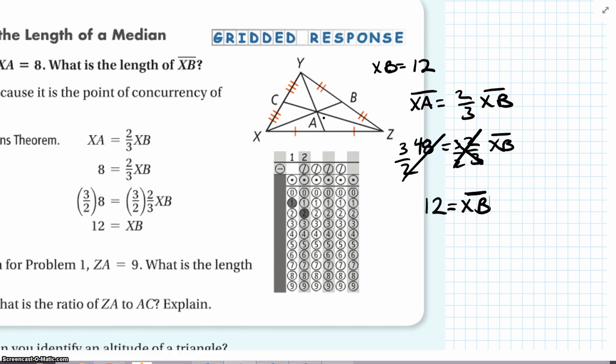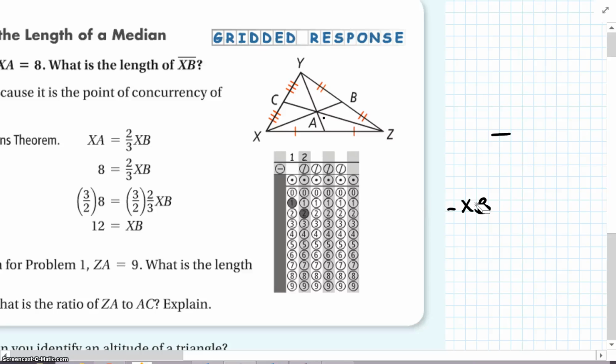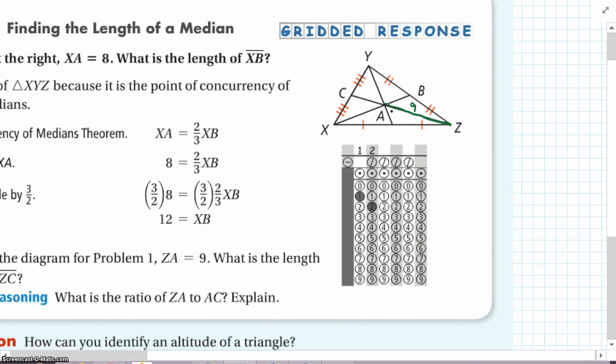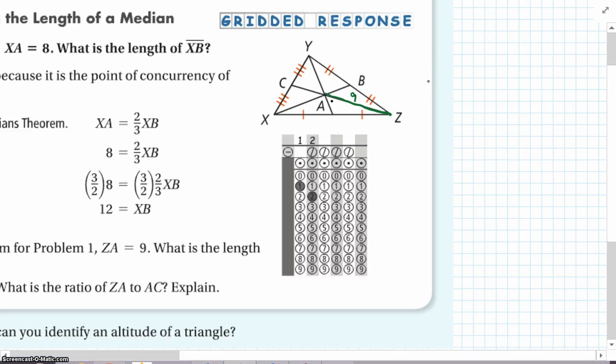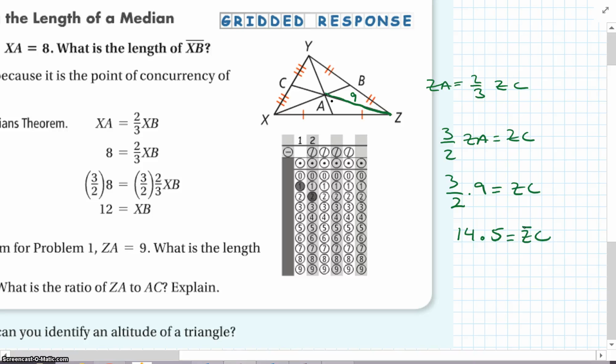Now in problem 1, ZA equals 9. So let's look at that real quick. ZA equals 9. That's the long segment. That's 2/3. What is the length of ZC? So what is the entire length? ZA is 2/3 of ZC, or we could say 3/2 of ZA equals ZC. ZA is 9. So 13.5 when you do the math is ZC, in whatever units of measure it was.